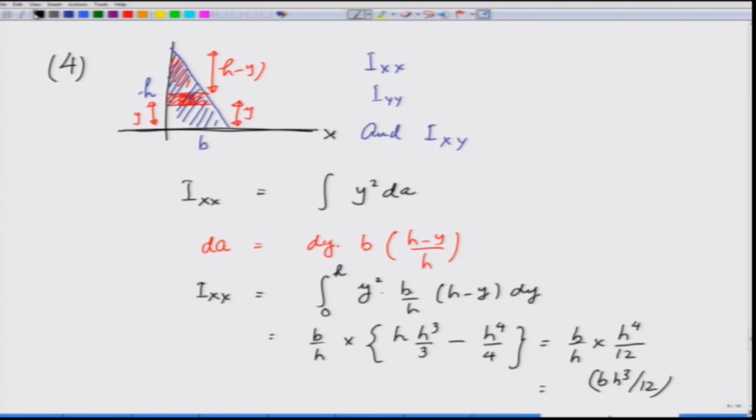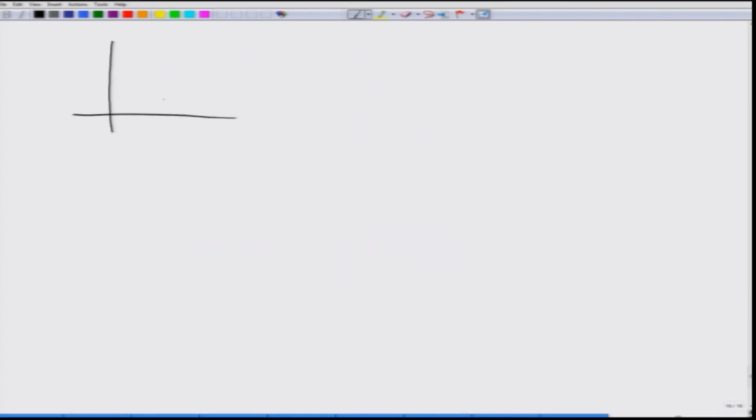The same calculation can be repeated for calculation about the y axis, except in this case we will take the area to be like this, and I will leave that exercise for you to show that I_yy would beautifully come out to be h b cubed over 12. It is exactly the same exercise.